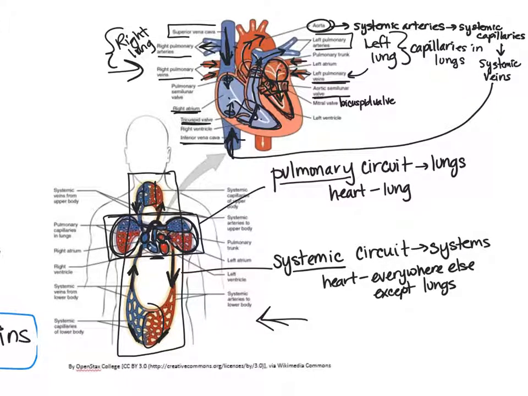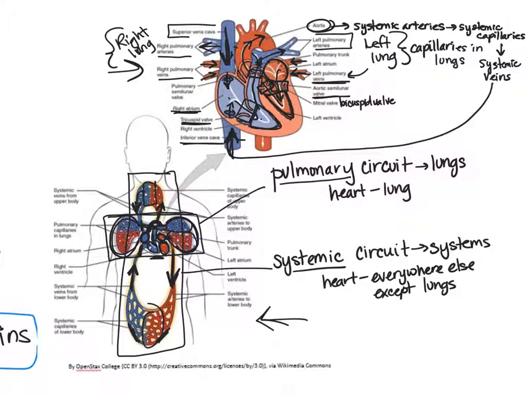So you should know all of these steps here. Starting at the superior vena cava and the inferior vena cava, you should be able to walk through all of those steps. All of the blood flows through the heart, including the systemic arteries, systemic capillaries, systemic veins, getting back up to the inferior and superior vena cava.